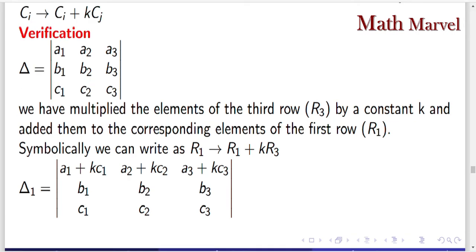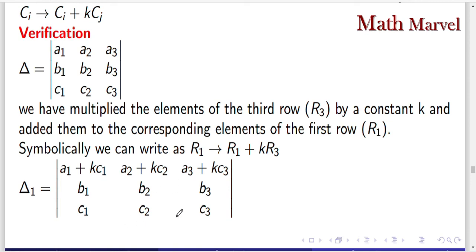Verification of property number 6. Here delta, this determinant is given. For this determinant, row 3 is multiplied by k and add in first row. So we get this type of new determinant delta 1. Okay. Now we have to check the value of this new determinant delta 1.